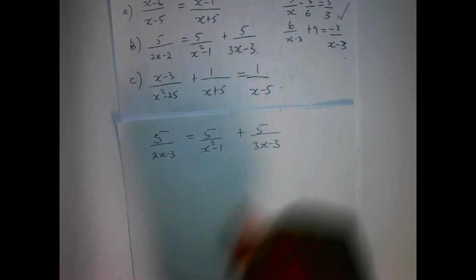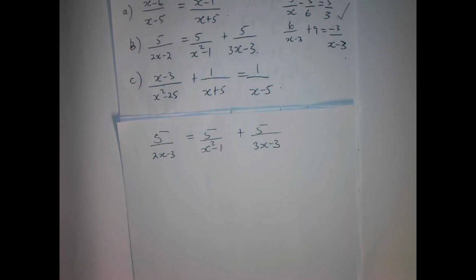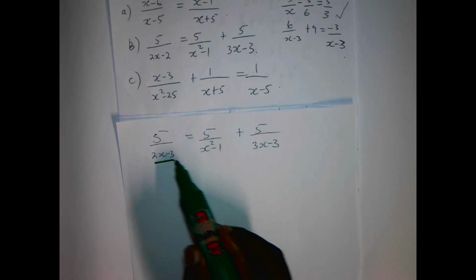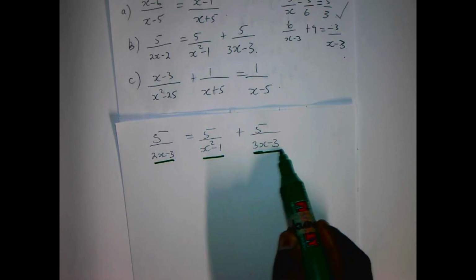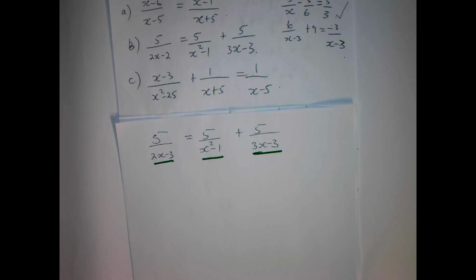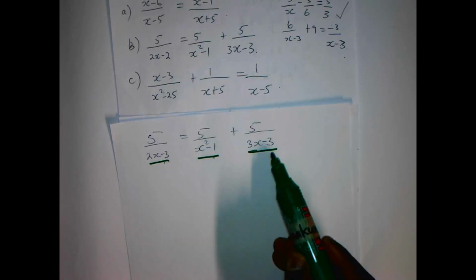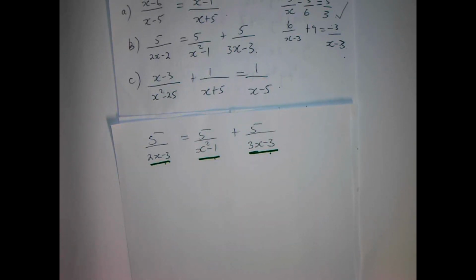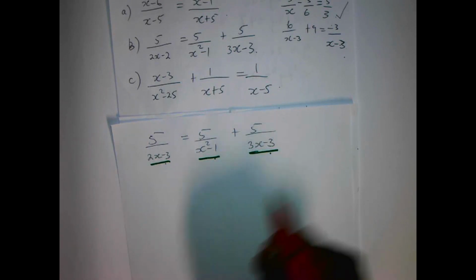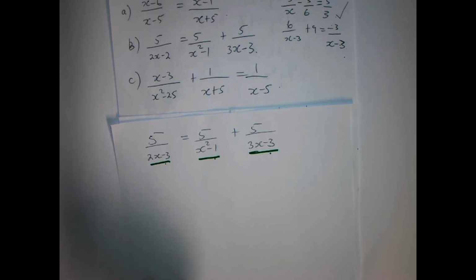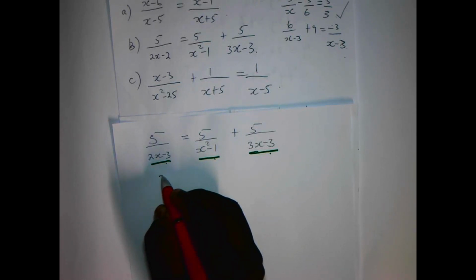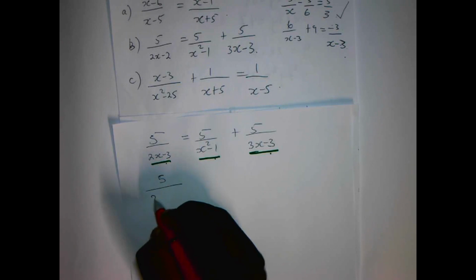3x minus 3. Ladies and gentlemen, I want you to take note that to find the LCM of these terms, when they are like that, it is not just straightforward. So what you need to do is to factorize this. We factorize that. We factorize this one. So what I'm going to do with you here is to demonstrate how to find that LCM. So we will have our 5 over 2.